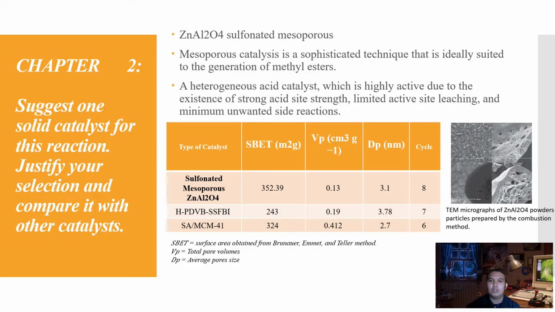Okay. For Chapter 2, suggest one solid catalyst for the reaction, justify, and compare it with other catalysts. So we choose ZnAl2O4 sulfonated mesoporous as the solid catalyst for the reaction.